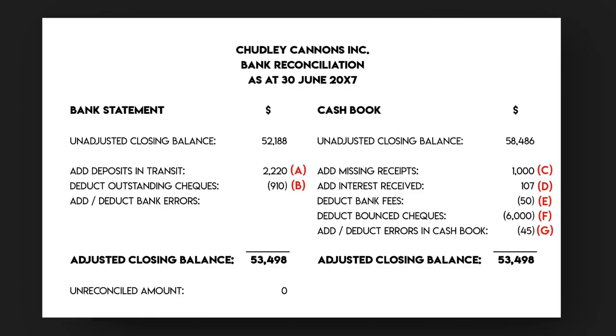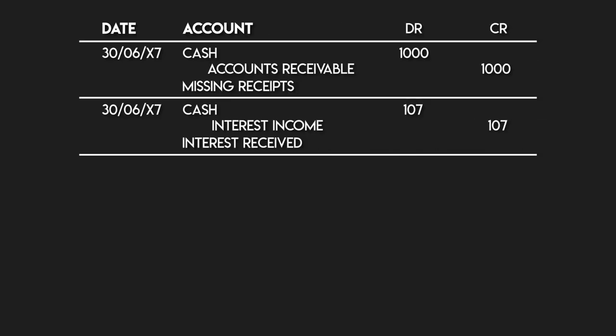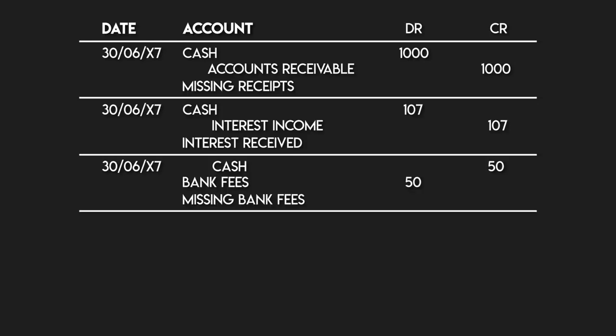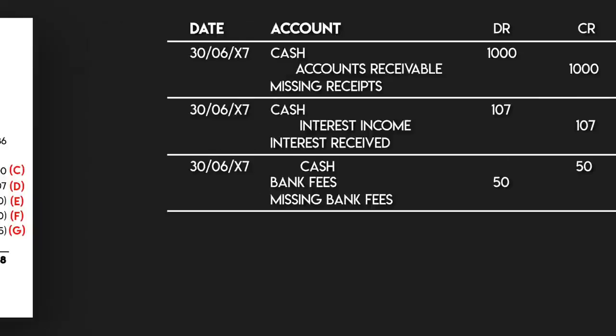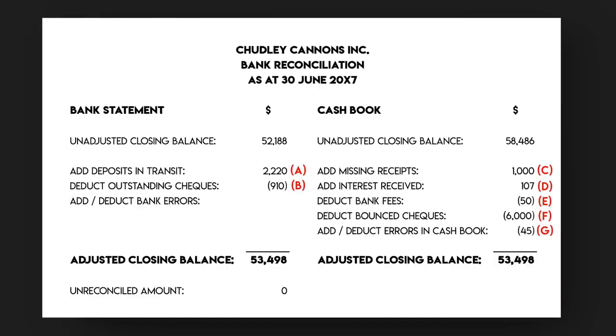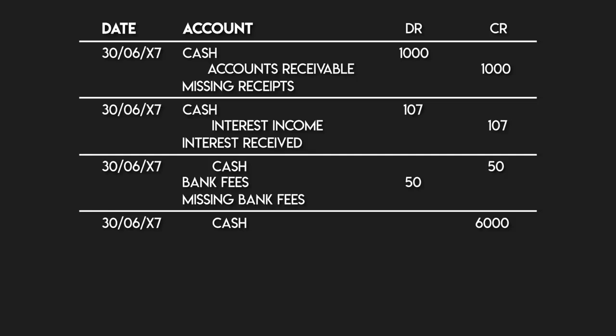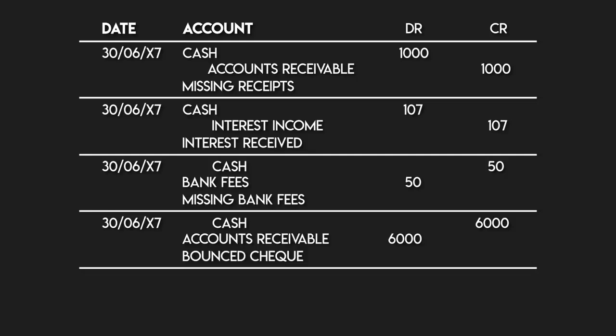In transaction E, we were charged bank fees, so we need to credit cash by $50 to decrease them, and debit bank fees to recognize the expense. Then we have transaction F, which was for a $6,000 bounced check. We credit cash for this too to reduce our cash balance, and we debit accounts receivable to increase it because the customer still owes us that $6,000.